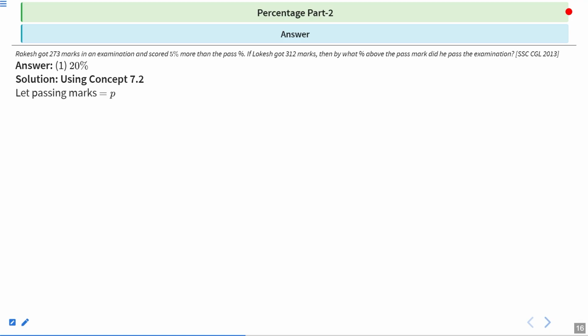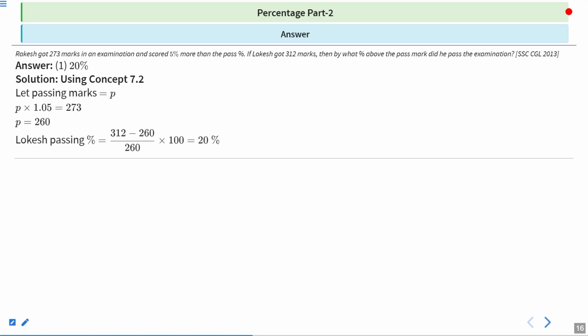Let the passing mark be P. So we can say that P multiplying by 1.05 equals 273, because it is given that Rakesh got 273 marks, which is 5% more than the passing mark. So 105% of the passing mark equals 273. Now we can calculate the passing mark, which equals 260.